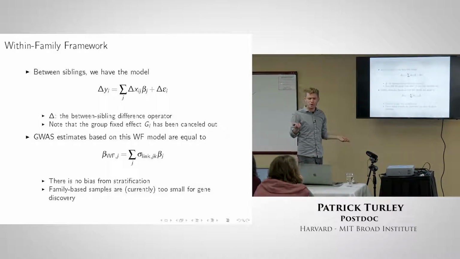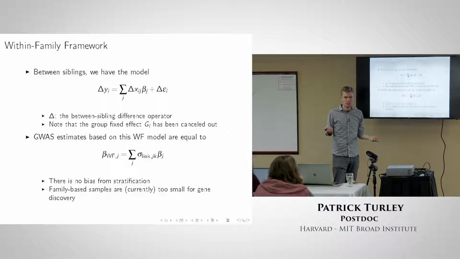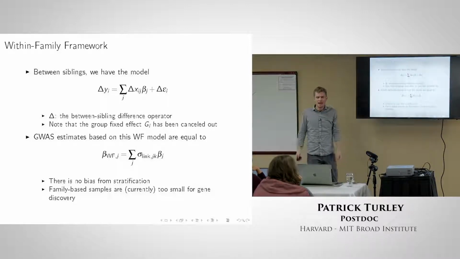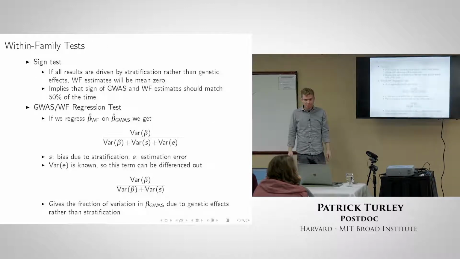So why don't we just always do sib difference models? There's just not enough data, right? Family samples are just currently not big enough to do that. They're getting bigger and bigger. And so we may be able to do enormous, hundreds of thousands sib paired GWASs like this within the next several years. But we currently can't really do it to get precise estimates for gene discovery.